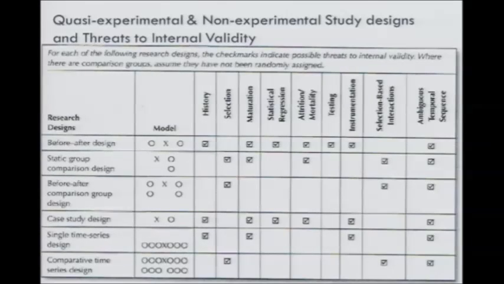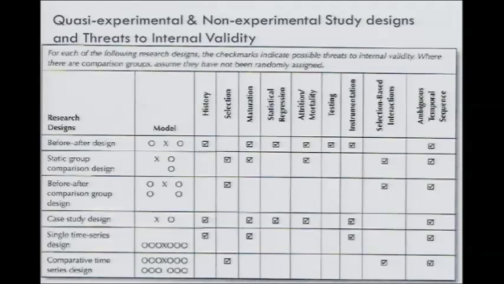I'm also sharing this slide here because this gives you an idea about a couple of things. One is there is no ideal design that takes care of all of these issues. And what you're doing when you select your design is you're prioritizing some threats to validity over others. So if one of them is very important to you, so for example, in your follow-up, if you're worried about statistical regression, then you would probably try and choose either a before or after design or a case study design.